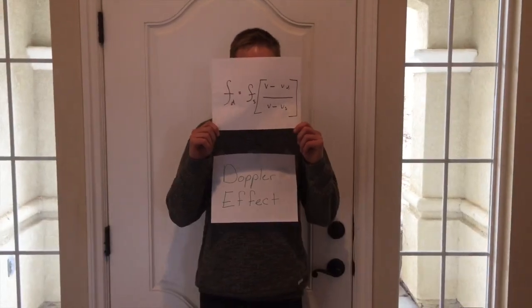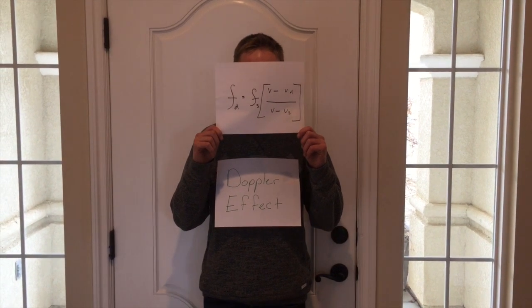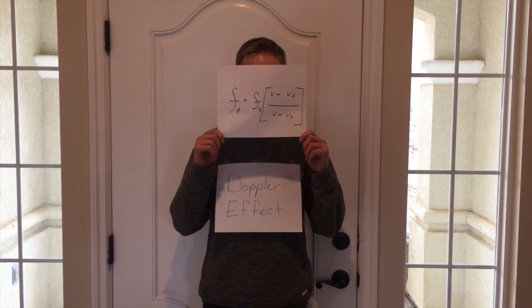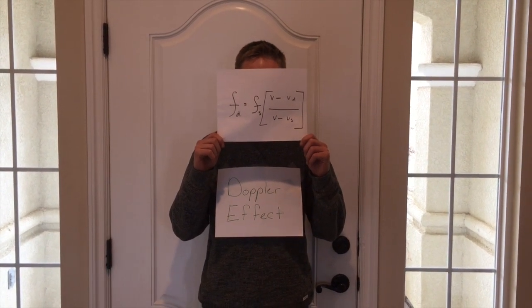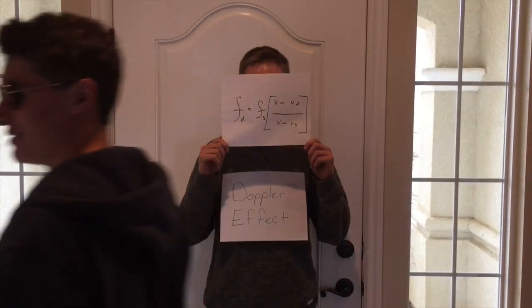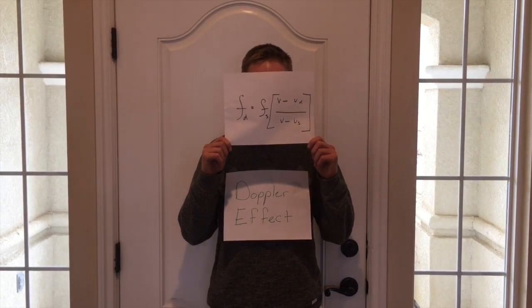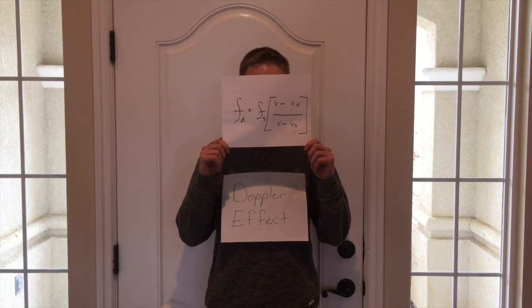This is V, the symbol for the velocity of sound, which is equal to 343 meters per second. Here we have our friend the Doppler effect, showing us how the frequency detected is equal to the frequency of the source times velocity minus velocity detected over velocity minus velocity of the source.